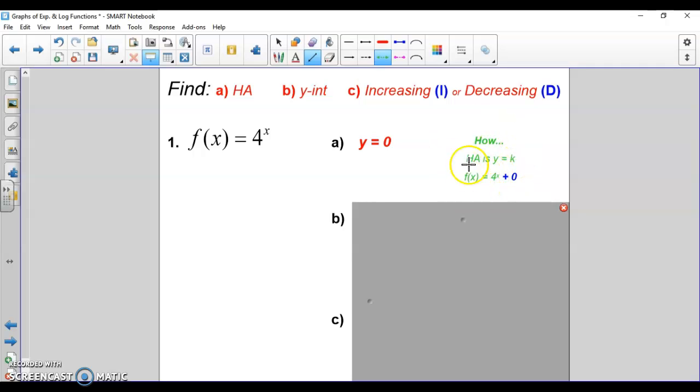Why or how? Horizontal asymptote from that slide is y equals k. K is just 0. There's nothing there. There's no up or down movement. So it's just 0, so y equals 0. That's it.